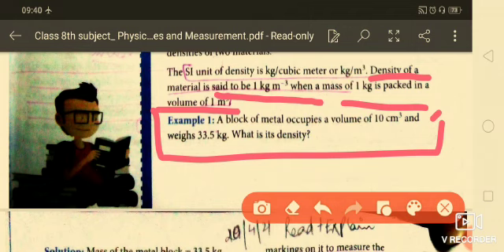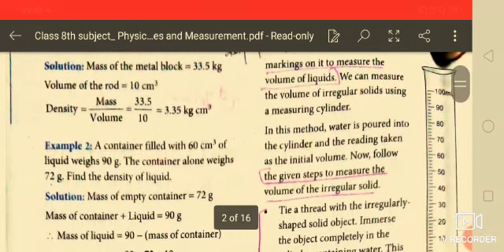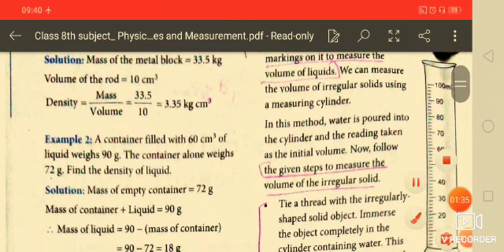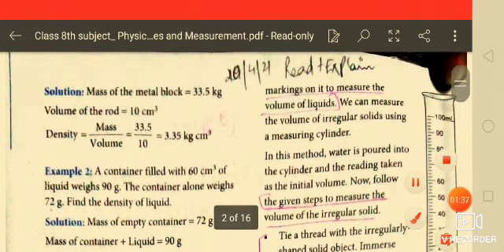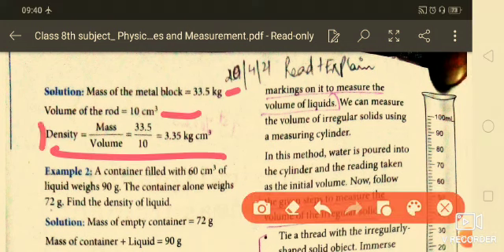A numerical is given here. A block of metal occupies a volume of 10 centimeter cube and its weight is 33.5 kilogram. So what is its density actually? You know that volume is given and mass is also given. So what is the density? The density is equal to mass upon volume, and you will find its density is 3.35 kilogram per centimeter cube.